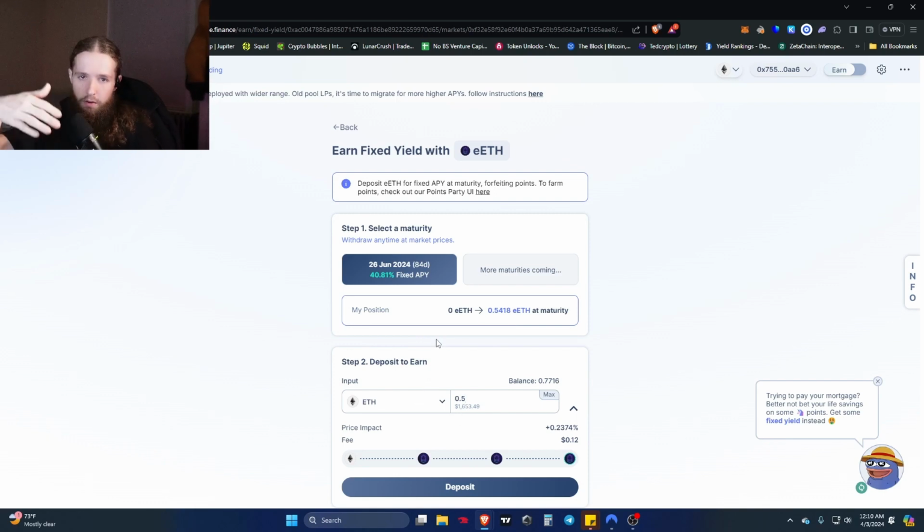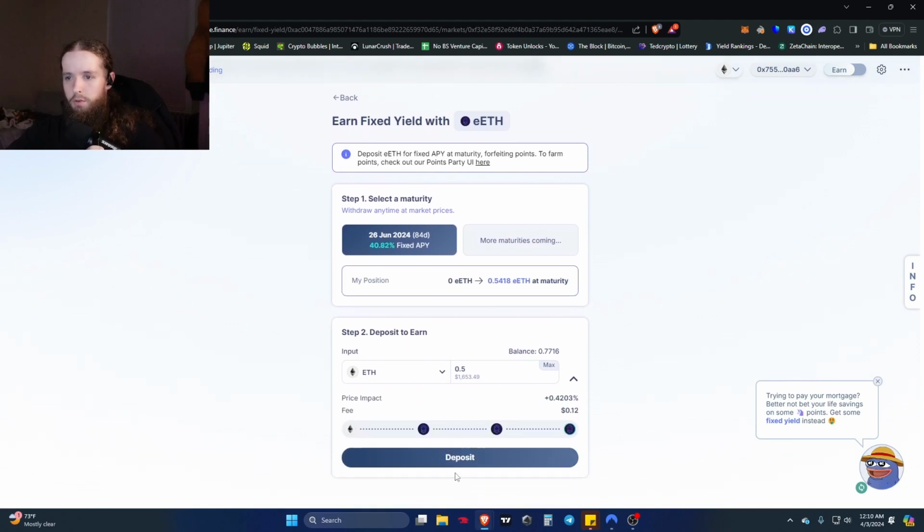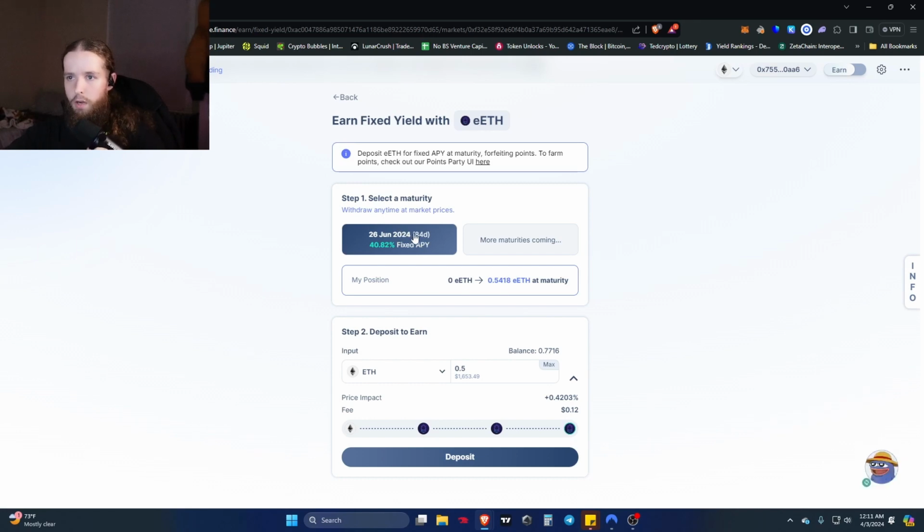It's different, obviously, for different pools. Some pools have multiple different maturities, but a lot of the LRTs right now, the liquid restaking tokens, most of them only have one pool at the moment, which is fine for the time being, but I'm sure down the road they'll continue to add different maturities. As it says here, more maturities are coming. So basically, if you were going to be using this pool, you would be depositing into this pool, and in 84 days you would be receiving that.